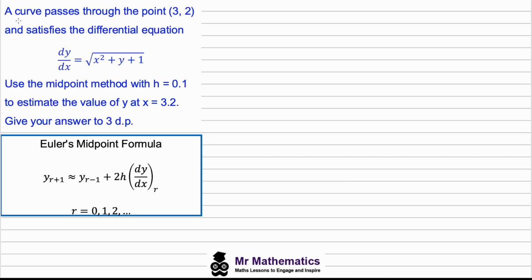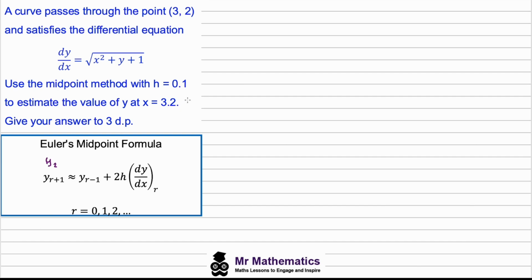Okay, so here we've got an exam style question. We're told that a curve passes through the point 3, 2 and satisfies this differential equation. We've been asked to use the midpoint method with h being 0.1 to estimate the value of y at x equals 3.2, and then to give our answers to 3 decimal places.